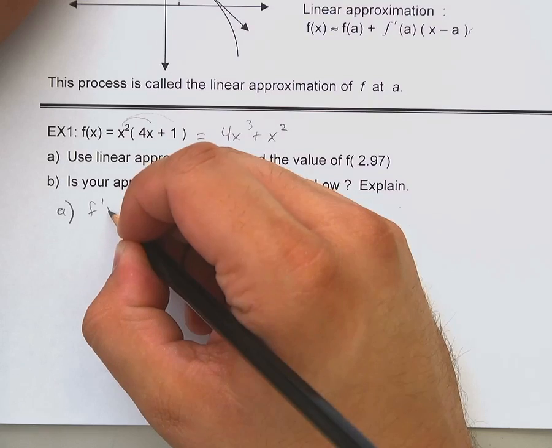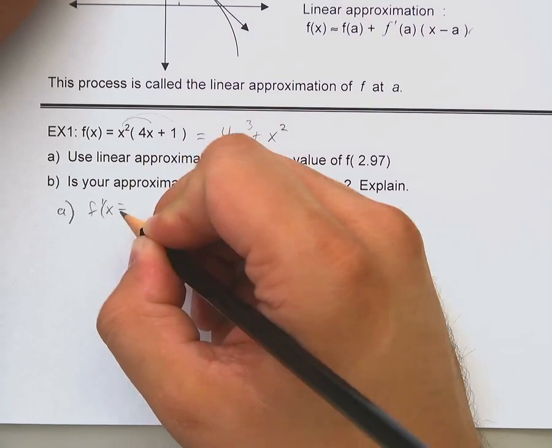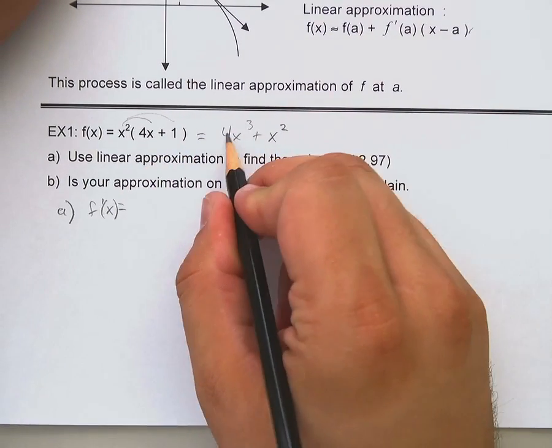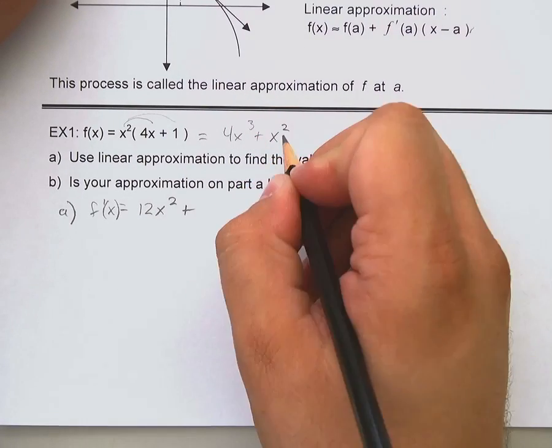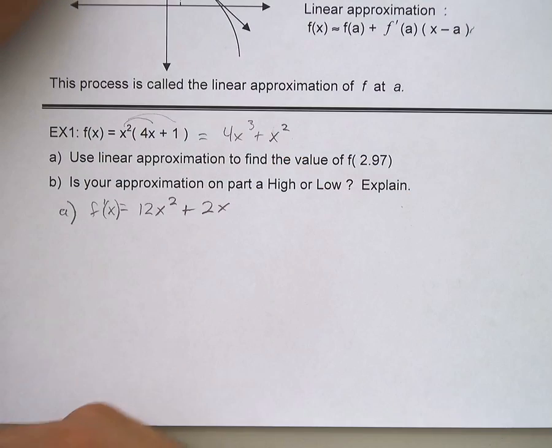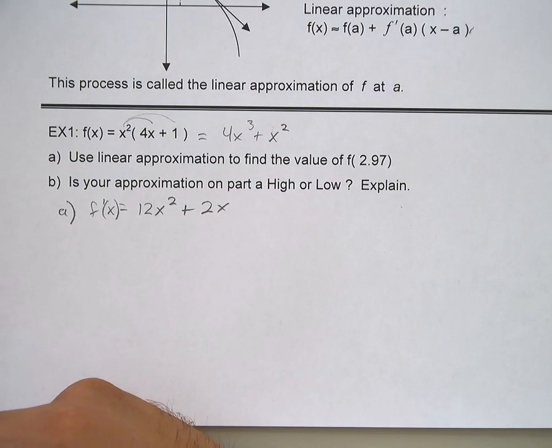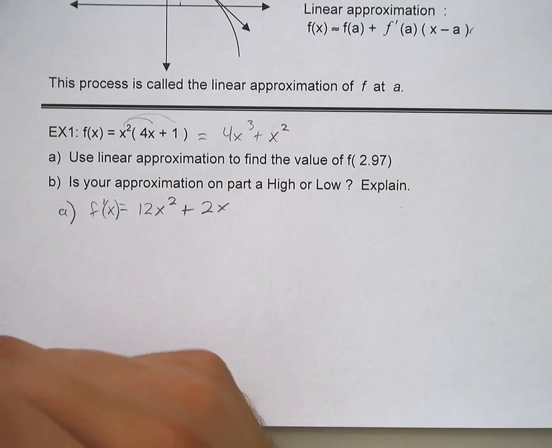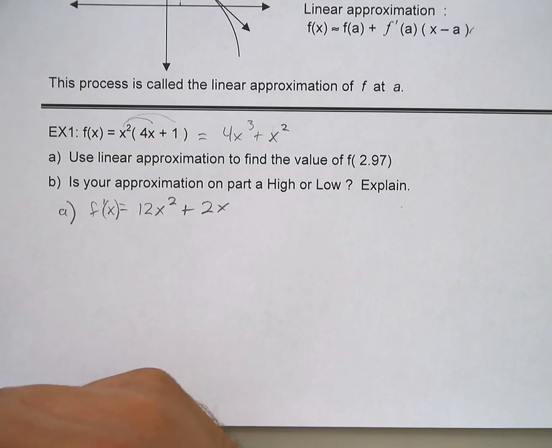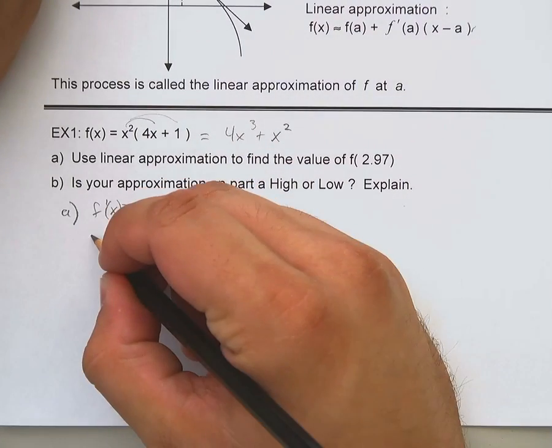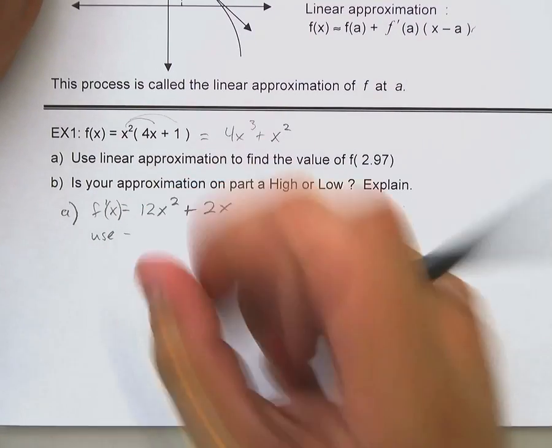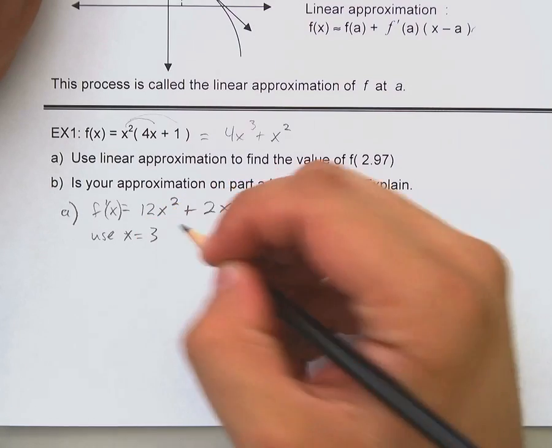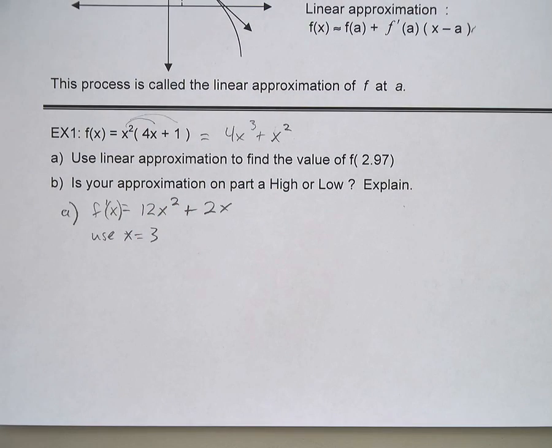F prime of x is going to be equal to 3 times 4 is 12x squared, take one away from the power, plus 2x, your derivative there. And it says I'm trying to find it at 2.97. So what I'm going to do is I'm going to use 3. And I'm going to write that down here. I'm going to choose to use 3. So I'm going to use x equals 3. This is kind of like my a value, right? So I'm going to choose x equals 3.